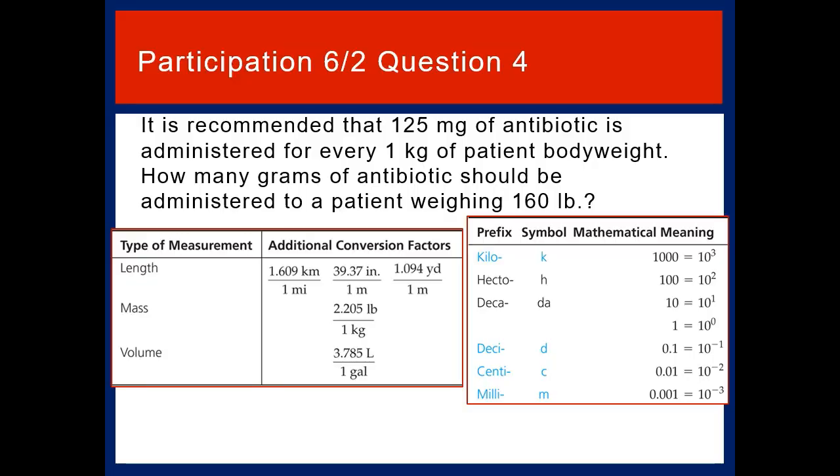Participation 6.2, question 4. It is recommended that 125 milligrams of antibiotic is administered for every 1 kilogram of patient body weight. How many grams of antibiotic should be administered to a patient weighing 160 pounds? We've got some metric to customary conversion factors and the metric prefixes that'll help you answer this question. This is the fourth question on participation 6.2, due Tuesday, June 2nd at 11:59 p.m. over on Blackboard. Link to the assignment is right below the links to these videos.